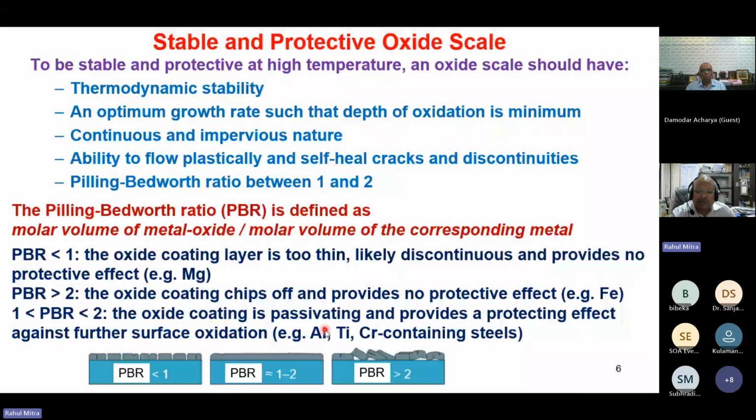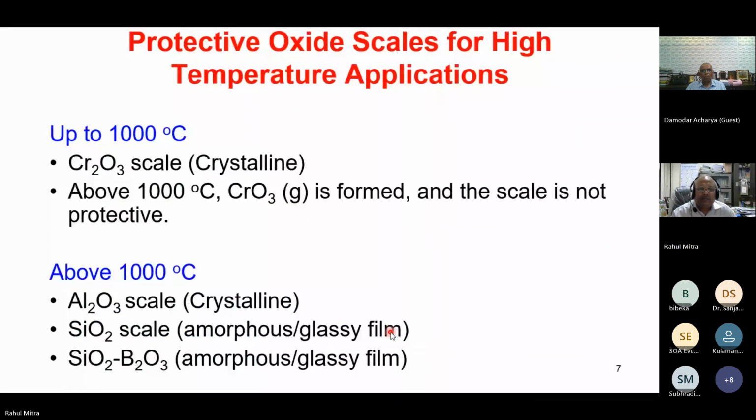And that's what happens in chromium containing steels, in titanium alloys, in aluminum alloys. Because alumina, when it forms on aluminum containing alloys, is impervious. Similarly, in certain alloys which grow TiO2 or chromium oxide, as in ferritic stainless steels, chromium oxide forms an impervious layer, which acts as a diffusion barrier for oxygen. And that's why ferritic stainless steels are used at high temperature. The oxide scale which is good for high temperature, up to 1000 degrees, is the chromia scale, which grows on ferritic stainless steel. Above 1000 degrees, Cr2O3 converts to CrO3 gas, and that's why chromium containing alloys are not good above 1000 degrees.